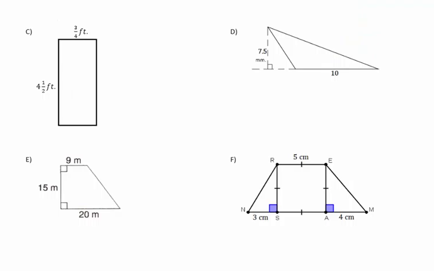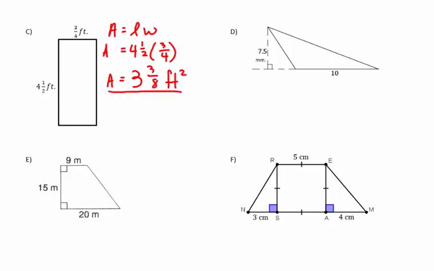Letter C is a rectangle, so length times width is our formula. The length of this is 4.5. The width, how wide it is, 3/4. Using our calculator again, we can multiply those numbers. 3 3/8 feet squared would be our answer.